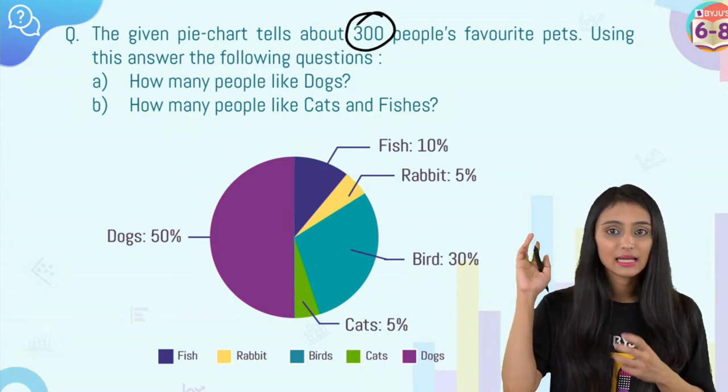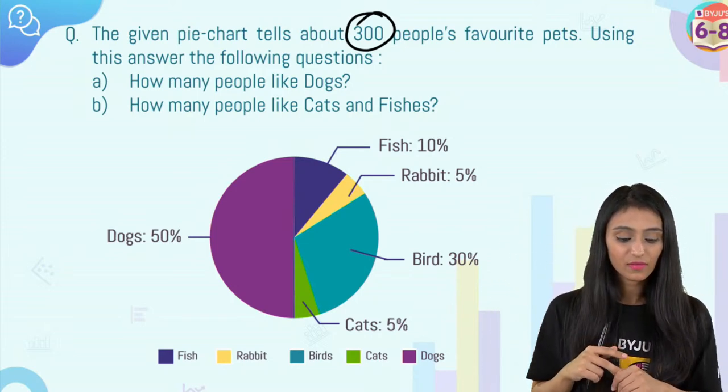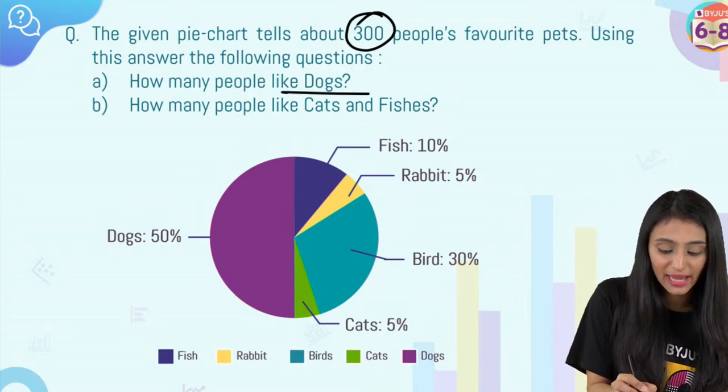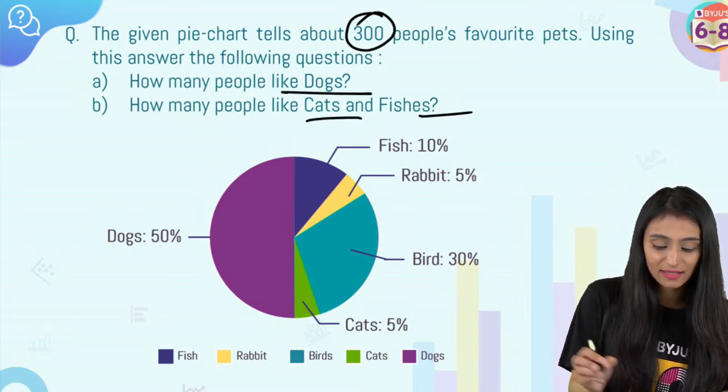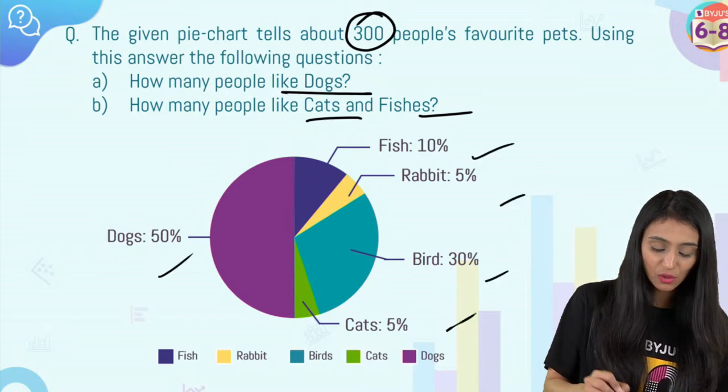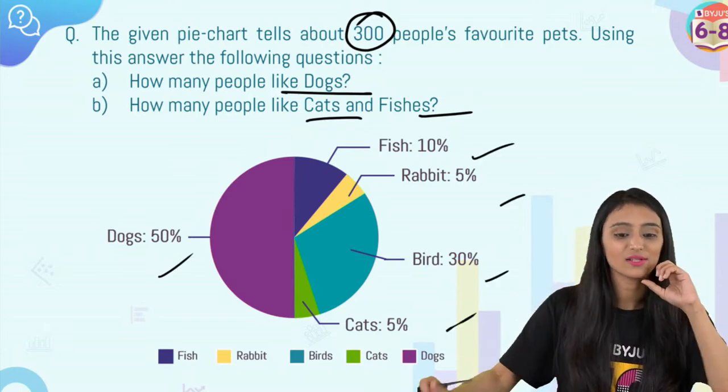So using this answer, the following questions. First is, how many people like dogs and how many people like cats and fishes? You can see the percentages given over here for all of them. I can see answers over here.